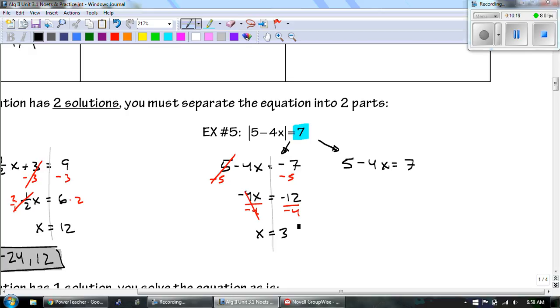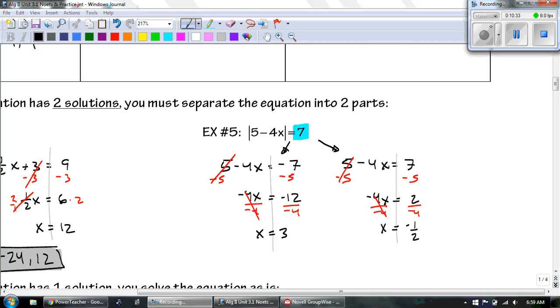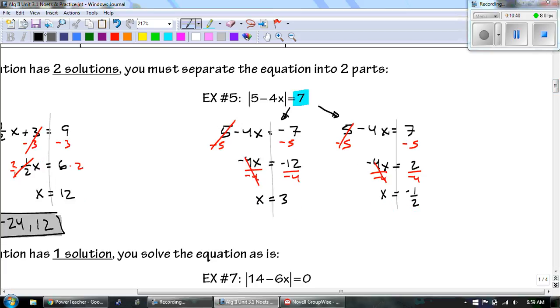Okay? Now I want you to do the other one on your own. Go ahead and pause the video, and good luck. Okay, and then after solving it, you should have gotten x equals negative 1/2. So what I'm going to do at the very end is I'm going to put those two answers together, saying that x equals a negative 1/2 or x equals 3. And if you look at it, I put those numbers in order from least to greatest.